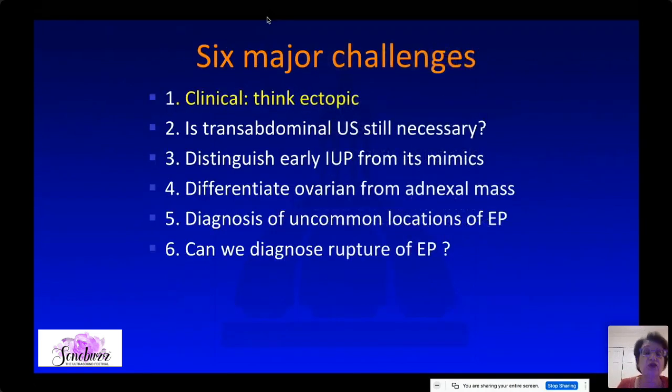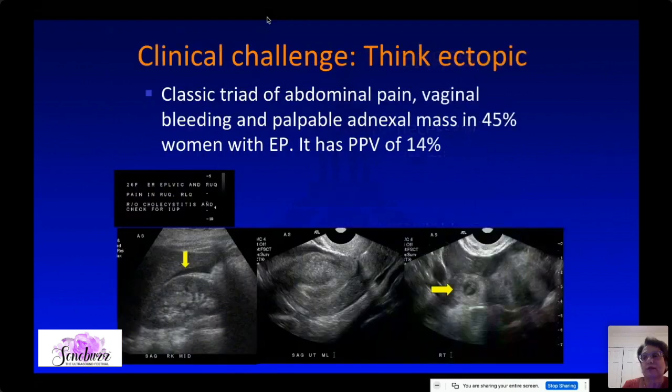So we'll go one by one through these challenges. First of all, in any woman of reproductive age, think about the possibility of an ectopic pregnancy, no matter what her presentation is. Because the classic triad of abdominal pain, vaginal bleeding, and palpable adnexal mass is actually not that common.